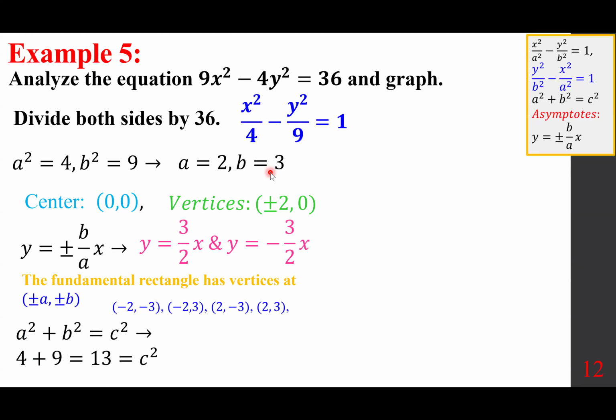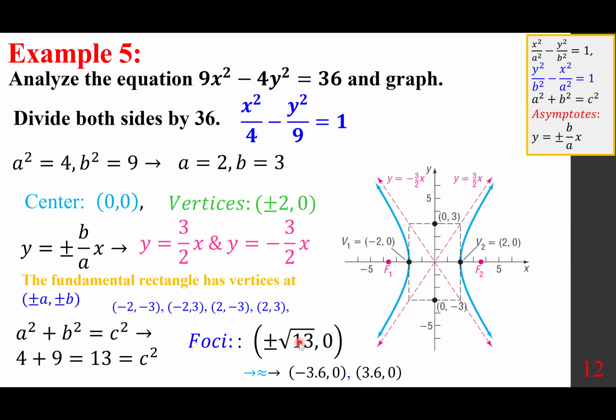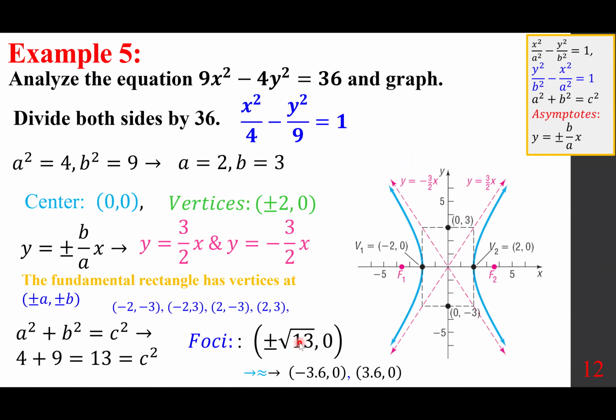And the foci are, because the vertices are along the x-axis, so are the foci, plus minus square root of 13, 0. Putting it into a calculator, it's roughly 3.6. So negative 3.6, 0 and 3.6, 0, and this is the complete graph. Notice we have those two for reference points. These are the vertices. These are F1 and F2. These are the two asymptotes, plus minus 3 halves x.